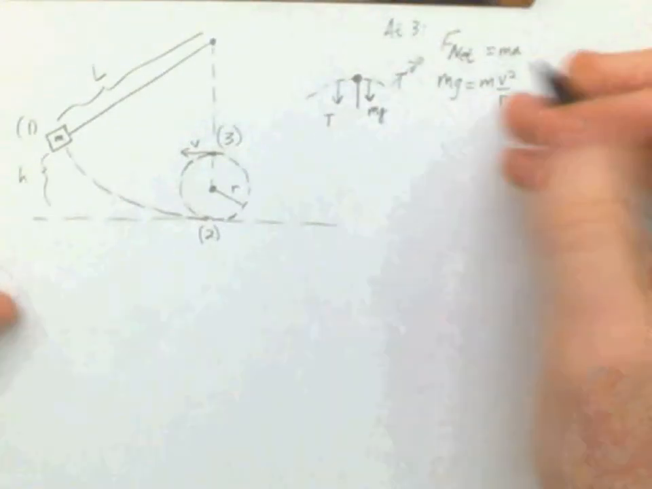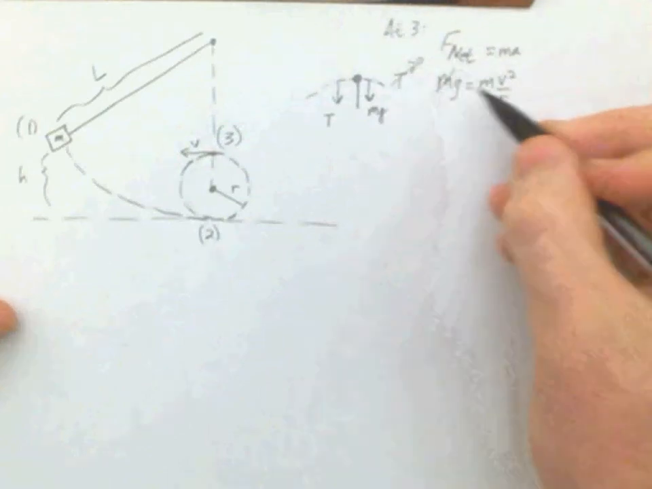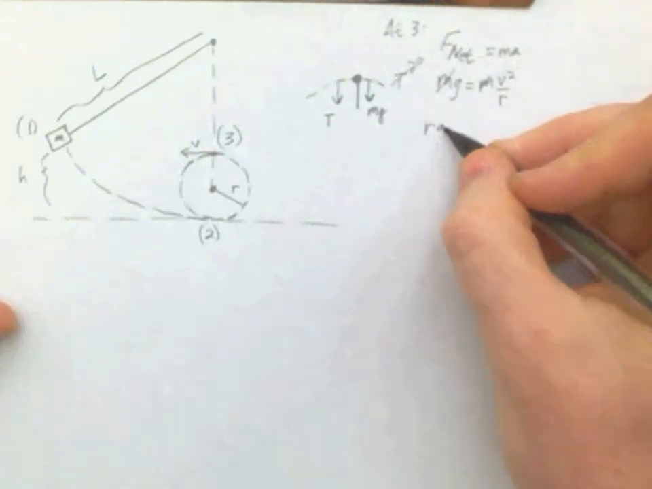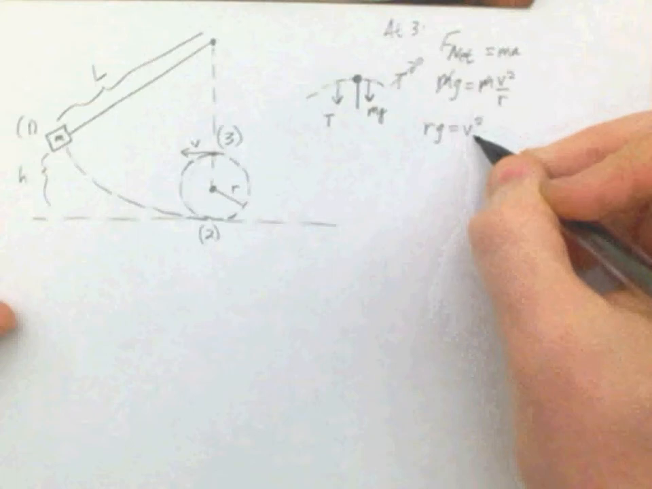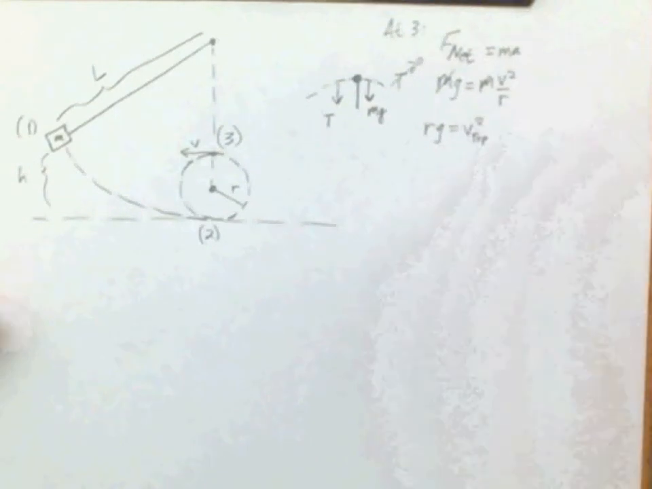So then mg equals mv squared over r. The m's cancel, and rg equals v at the top squared.